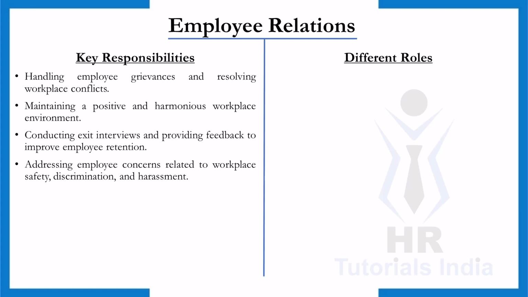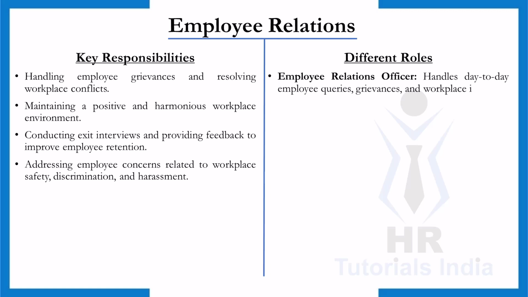Roles under employee relations. Employee Relations Officer. An Employee Relations Officer is the first point of contact for employees seeking assistance with workplace issues or concerns. They address day-to-day queries about policies, handle minor grievances, and ensure employees feel supported. Their work involves resolving interpersonal conflicts, clarifying company policies, and creating a harmonious work environment. They are instrumental in maintaining supportive, positive morale across the organization.